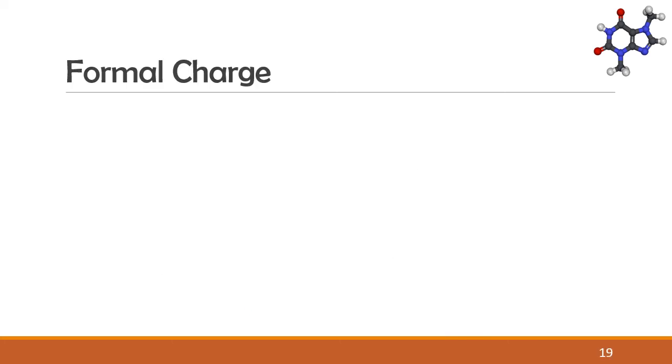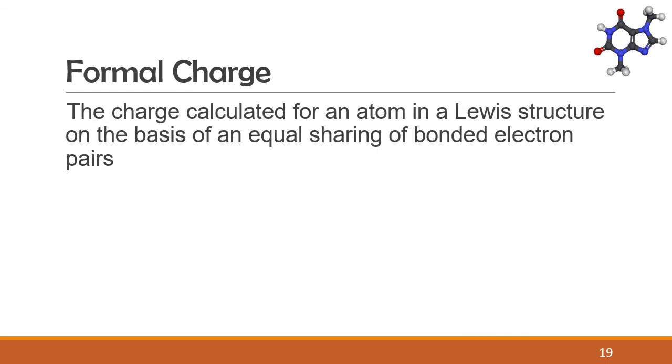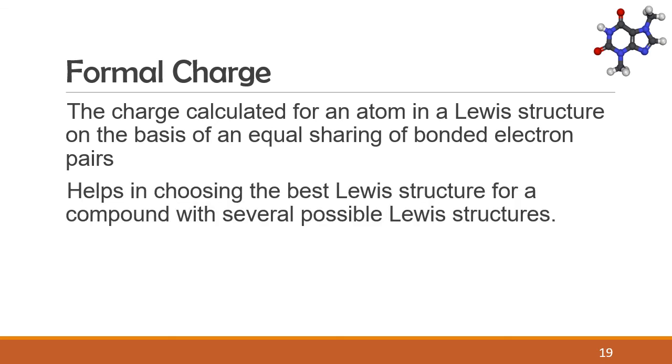Let's move on to the next topic on formal charges. The formal charge is the charge calculated for an atom in a Lewis structure on the basis of an equal sharing of bonded electron pairs. The formal charge helps in choosing the best Lewis structure for a compound with several possible Lewis structures. The formal charge can have 3 possible values, -1, 0, or +1.